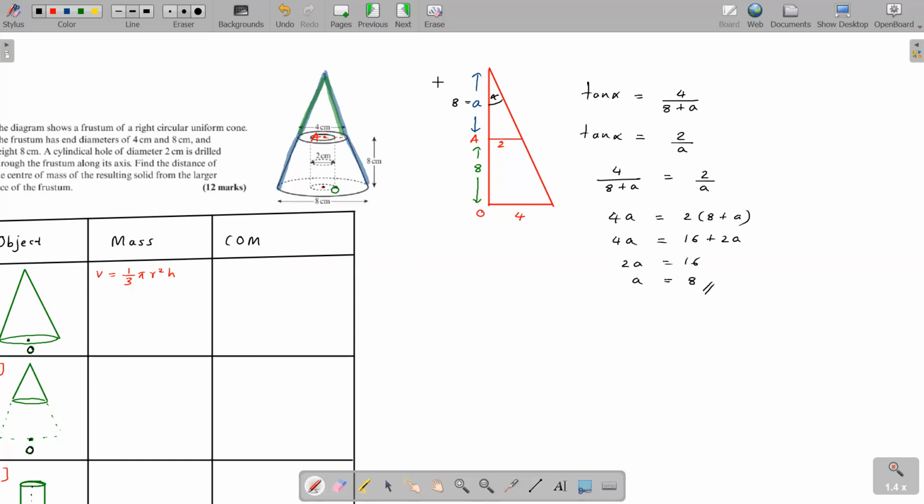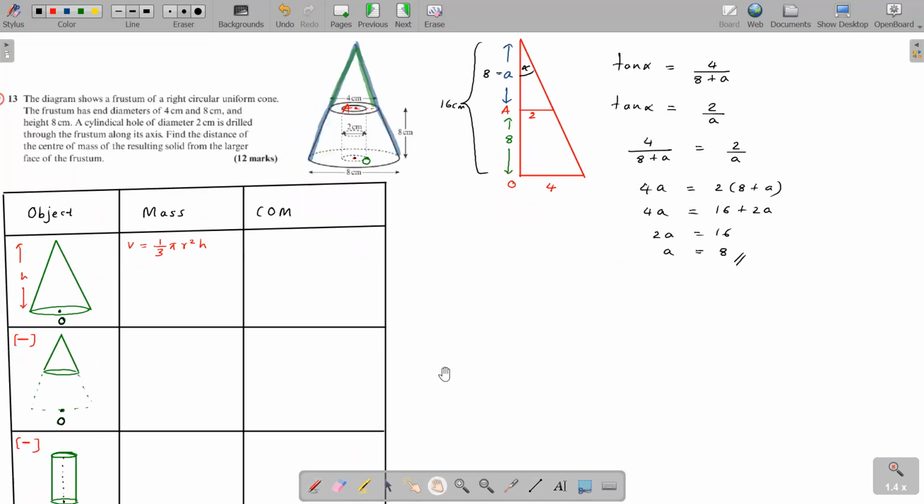So which means the total height of the cone is going to become 8 plus 8, 16 centimeters. Right, guys? So I have the total height now. Okay, so we are ready to go now. Shall we input that value here?